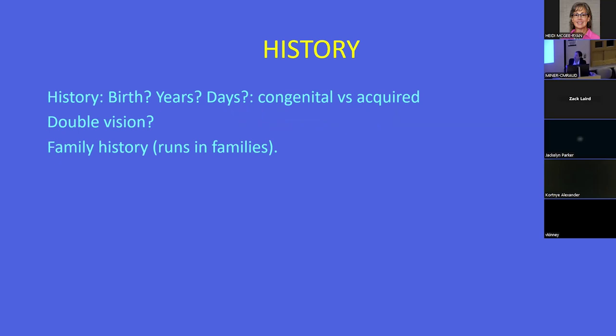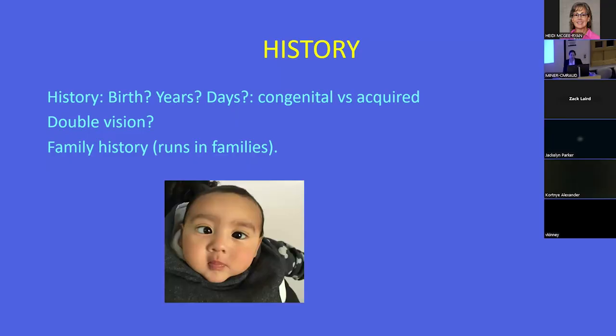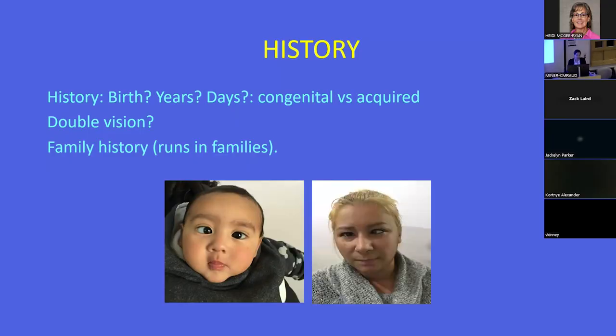Family history, double vision. I don't usually ask this in little children because sometimes they can't tell, but it is helpful in older kids. Family history, just know that strabismus runs in families. So there is a genetic component as well. You see this little kid here came, his mom was perfectly aligned and this was his grandmother, right? So it runs in families. Always ask if there is someone else who drifts.